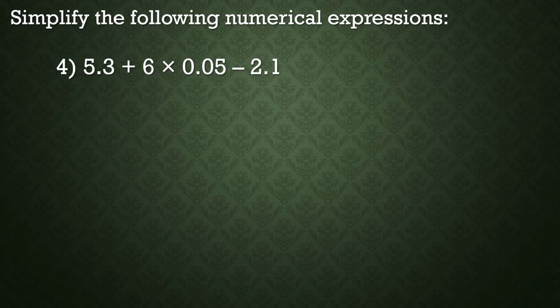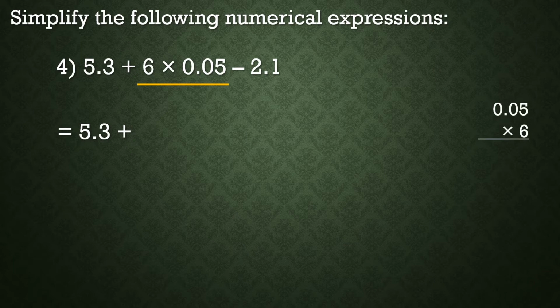So the answer is 12. Let us solve one more question. Question number 4. 5.3 plus 6 multiplied by 0.05 minus 2.1. Now tell me, according to DMAS, what we have to solve first? Addition, multiplication or subtraction? Yes, multiplication. So do the multiplication. First, write 5.3 and plus sign as it is. Multiply the numbers ignoring the decimal point. 5 sixes are 30. Now tell me, how many digits after decimal in 0.05? Yes, 2. So count 2 digits from the right and put a decimal. So we get 0.30. That means 0.3.